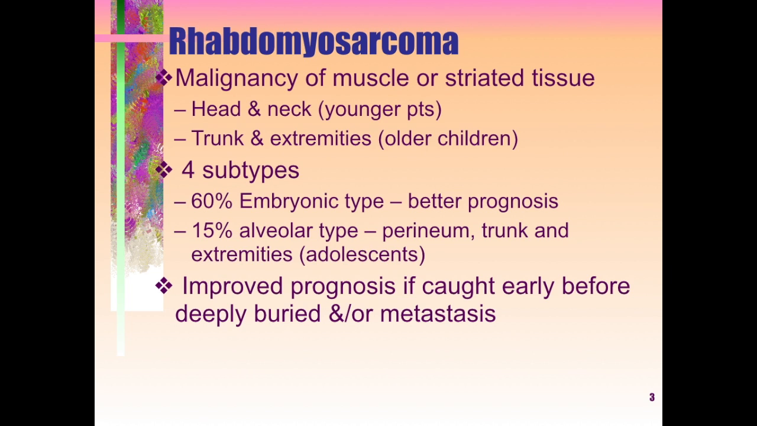Now, I'm going to warn you, some of the pictures that you're going to see of this tumor are not very nice looking, so be careful of who is around you when you're watching this video. Older kids can affect the trunk and the extremities, and we have 4 subtypes, and if they have an embryonic type, it has a better prognosis than the alveolar type. The prognosis is going to be better or best if we can catch this early.